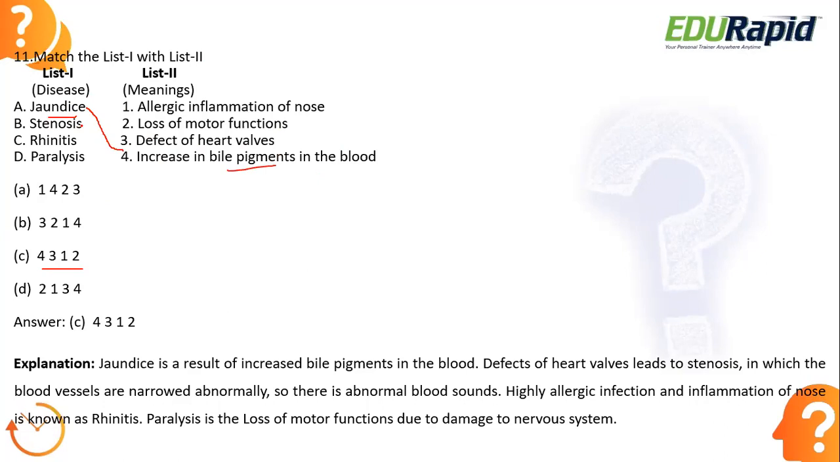Stenosis is nothing but a defect in the heart walls. If there is any defect in the blood vessels or in the heart wall, usually the blood vessels will start narrowing.